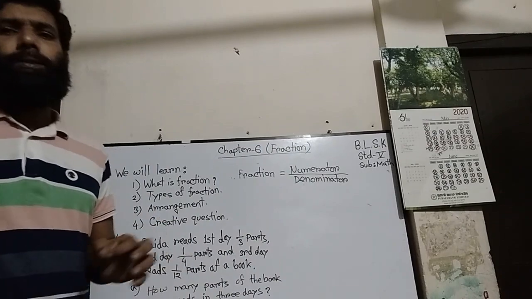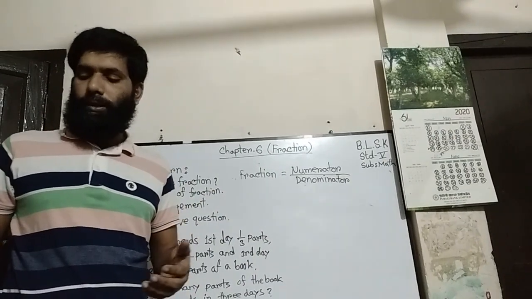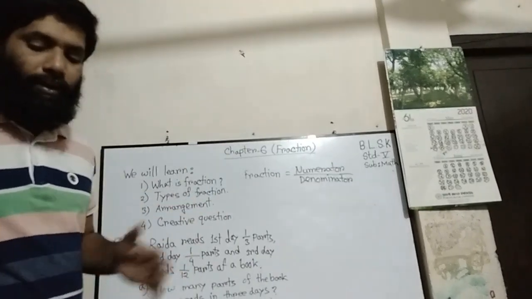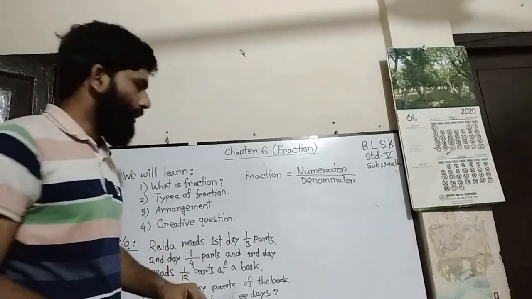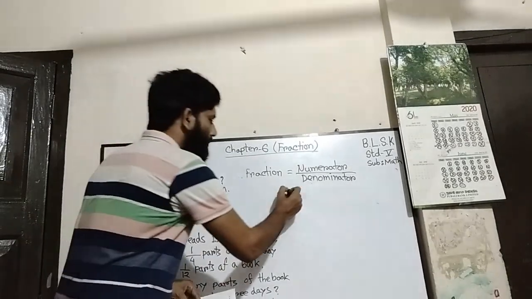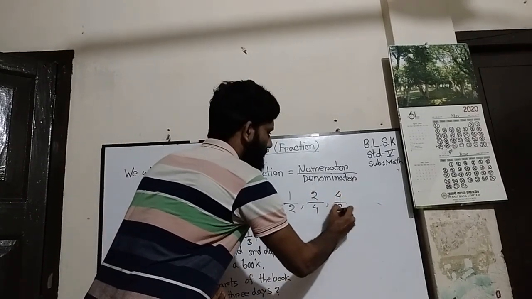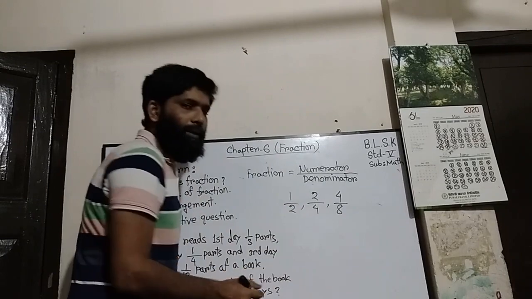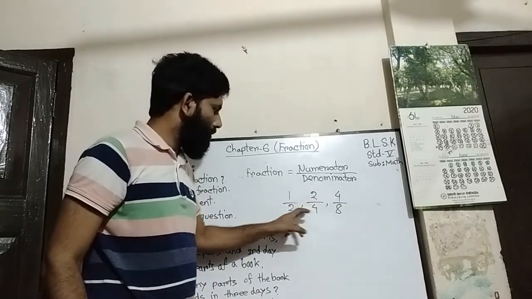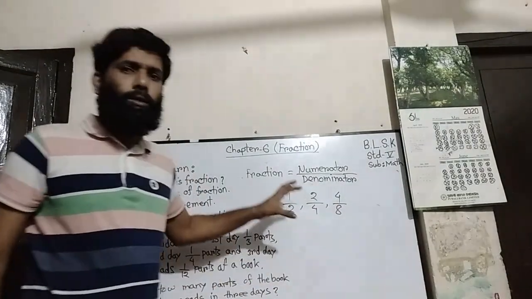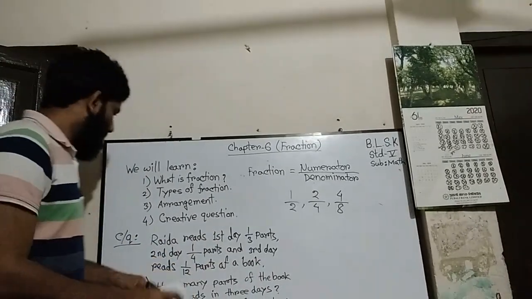Another important topic is what is equivalent fraction. When the values of 2 or 3 fractions are similar, that's called equivalent fraction. The value is similar. For example, 1 by 2, 2 by 4, or 4 by 8. That's the similar value. Look at that, half. If we reduce to the lowest terms, we find 1 by 2. That's called equivalent fraction.